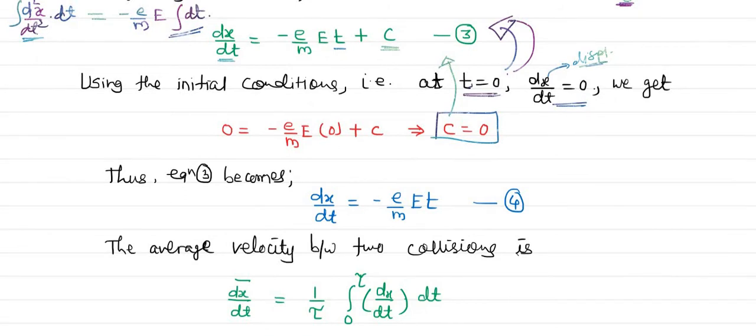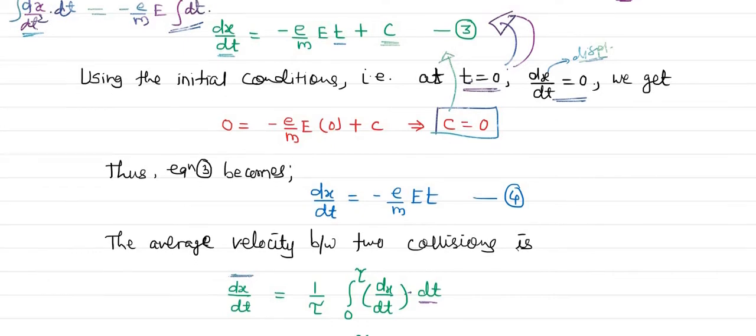So the average velocity, again, is denoted by dx by dt with a bar above it, which means it is for average, equal to 1 by tau within the limit 0 to tau, dx by dt into dt. Okay, so this dx by dt is velocity, and this dt is for the integration, right? Now let us substitute this value of dx by dt here and let us see what happens.